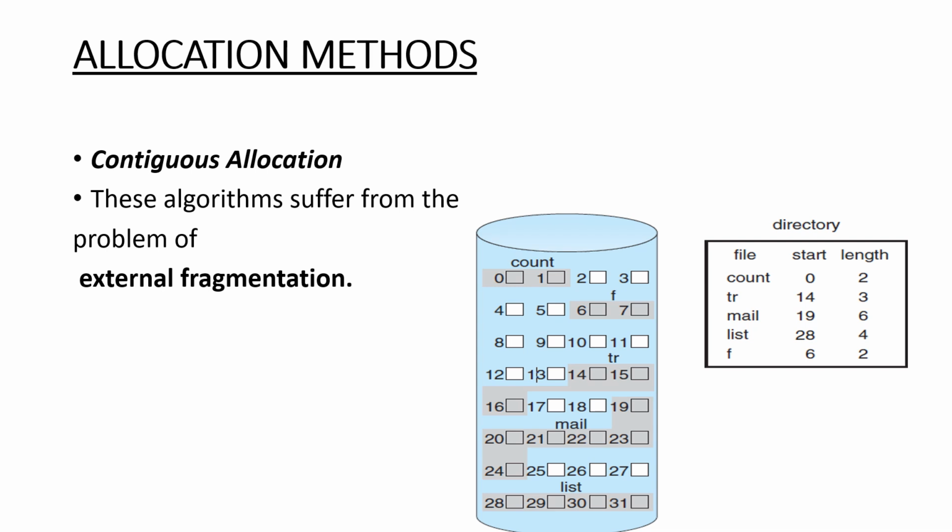In this way, the files inside the directory are all allocated. What happens is, at last, if you see here, many empty spaces are left: 2, 3, 4, 5, and so on. If any other pages want to be placed, we cannot place them inside. That is called external fragmentation.